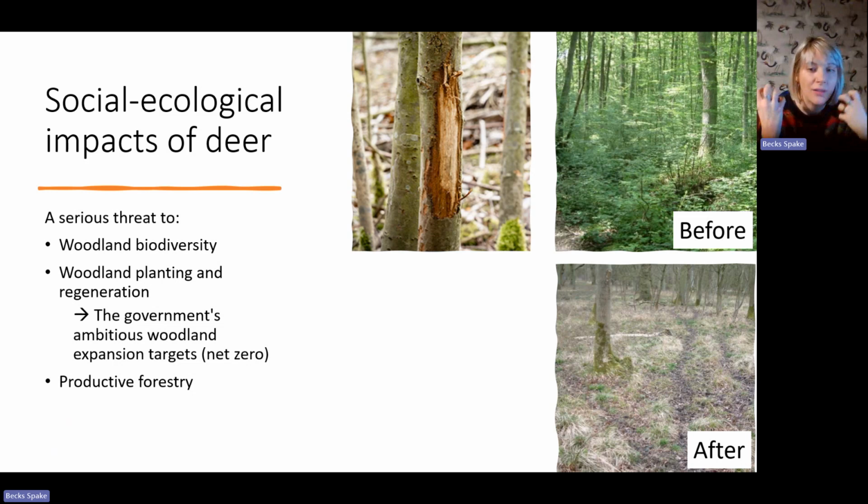So these are contrary to the government's ambitious woodland expansion targets as part of our net zero strategy. Also, deer threaten productive forestry because deer like to strip the bark from trees with their teeth or by rubbing their antlers on bark as well in territorial displays, and therefore they reduce the economic value of any timber that we're trying to produce.